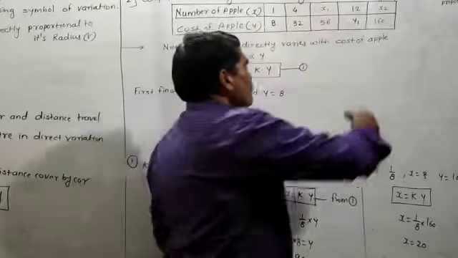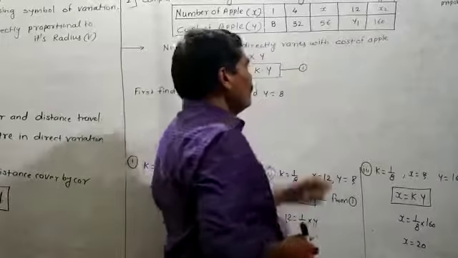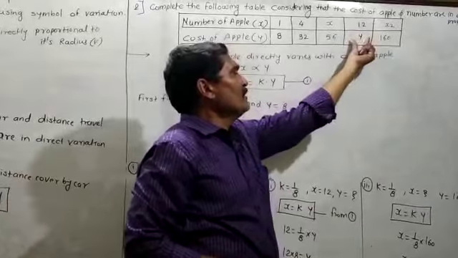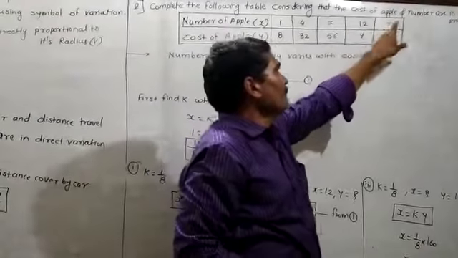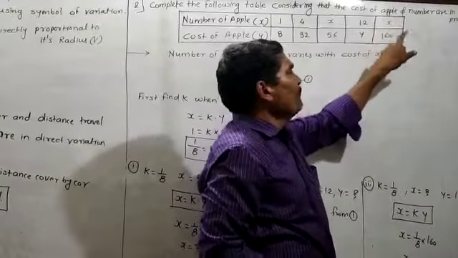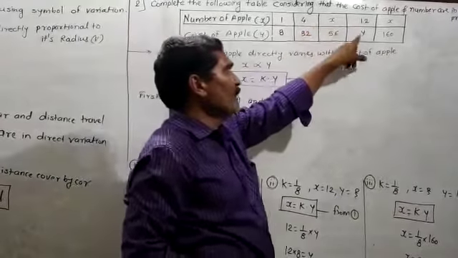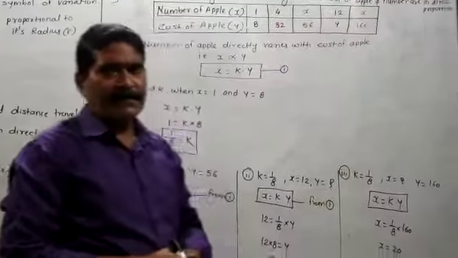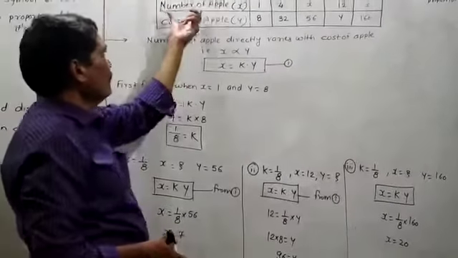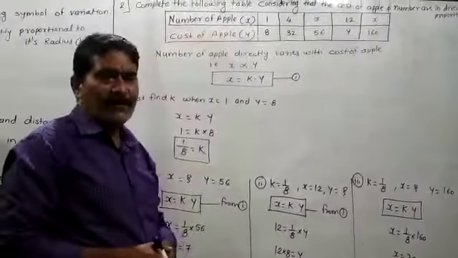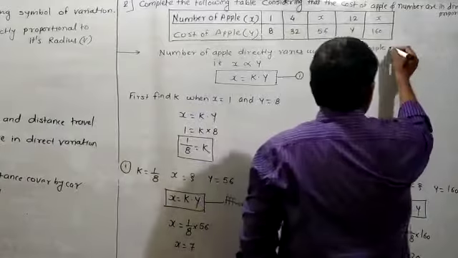If you purchase X apples, the cost is 56. If you purchase 12 apples, the cost is Y rupees. And if you purchase X apples, the cost is 160. Means here you have to find out X, here you have to find out Y, and here you have to find out X. And what is given? The number of apples directly varies with the cost of apples. This one is given.